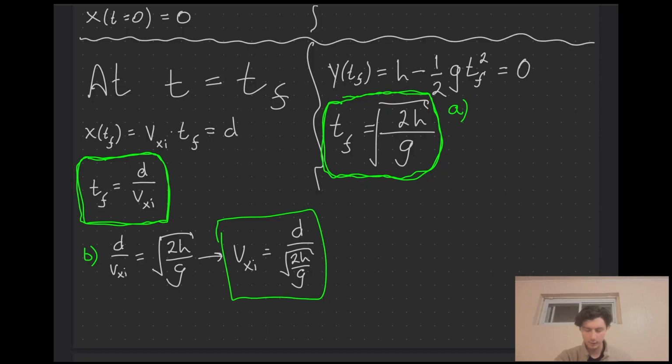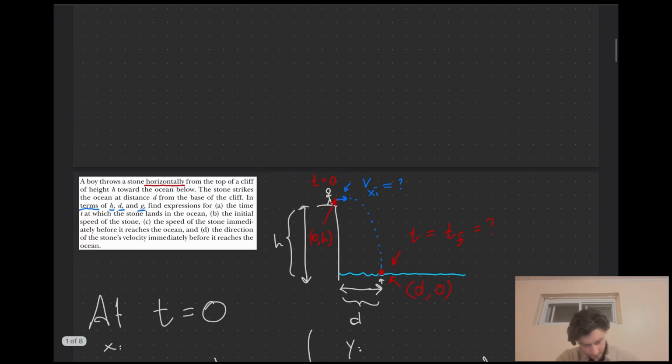We got two answers in like the span of 10 seconds-ish. Nice. And these are all the terms that we are allowed to use, d, h, and g, right? We got d, we got h, we got g. Nice. So that solves this problem here.